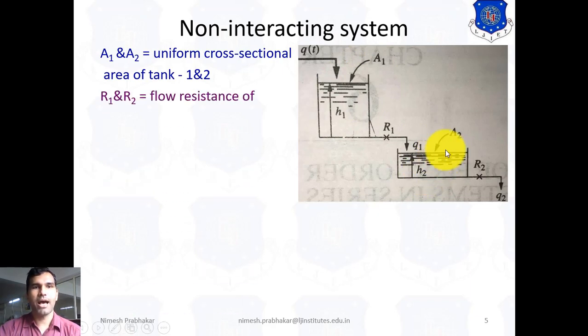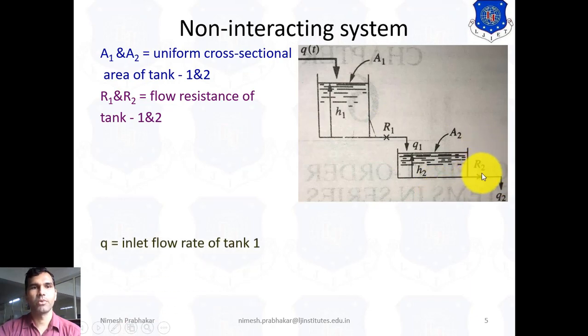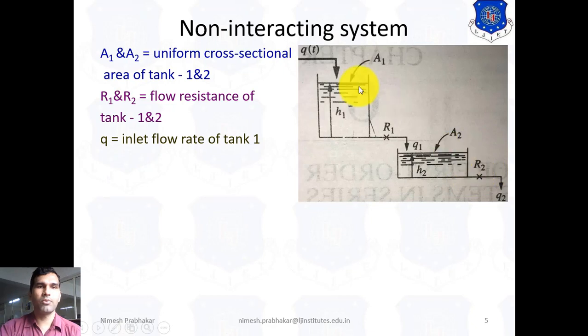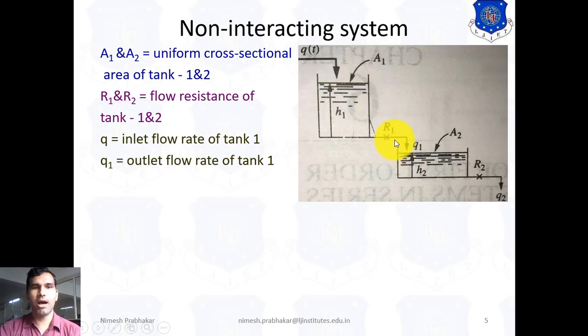Now R1 and R2 are the flow resistances: R1 is the flow resistance of tank 1, and R2 is the flow resistance of tank 2. Q is the inlet flow of tank 1. Q1 is the outlet flow of tank 1.